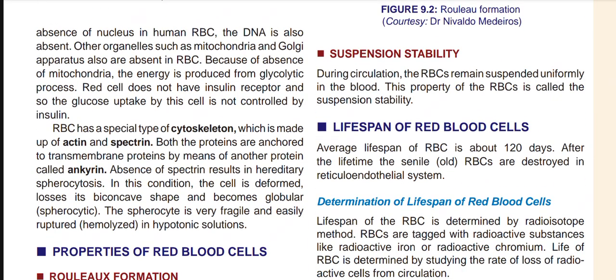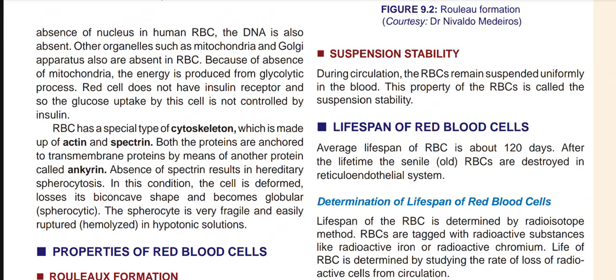RBC also has a special type of cytoskeleton which is made up of actin and spectrin. Both these proteins are anchored to transport proteins by means of another protein called ankyrin. And these proteins, ankyrin, spectrin, and actin, also help to maintain the biconcave shape. Absence of spectrin results in hereditary spherocytosis.